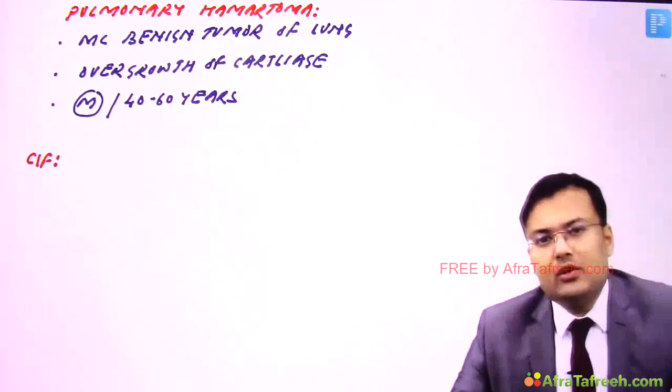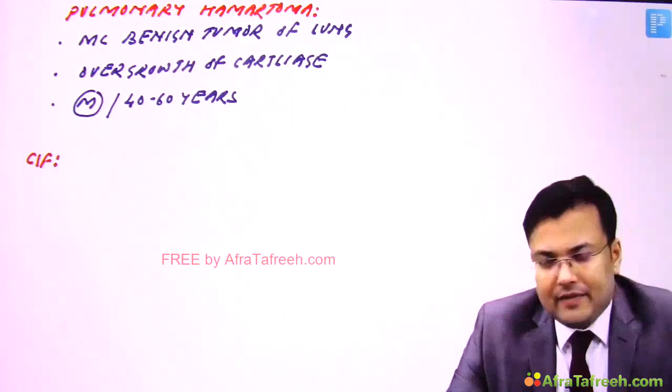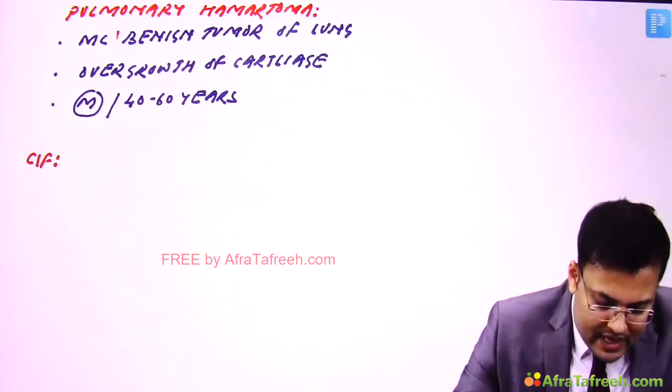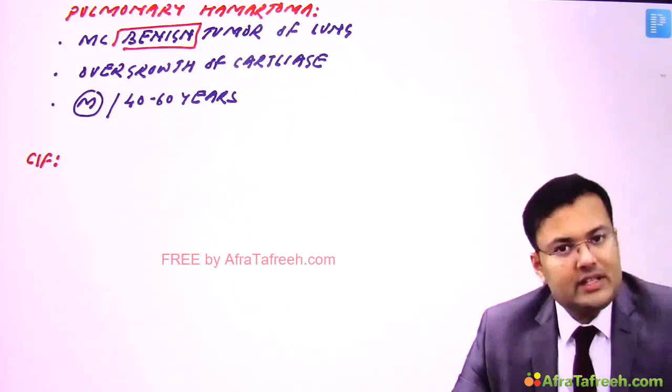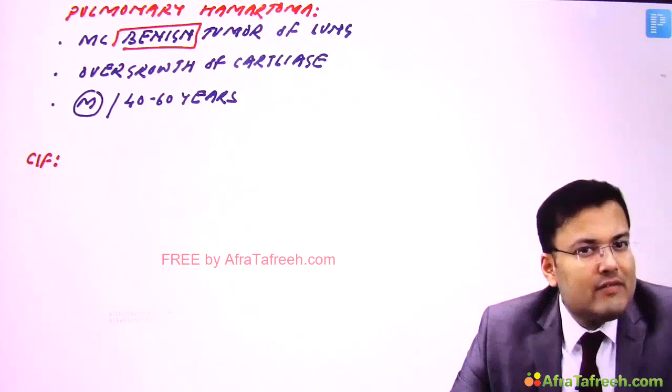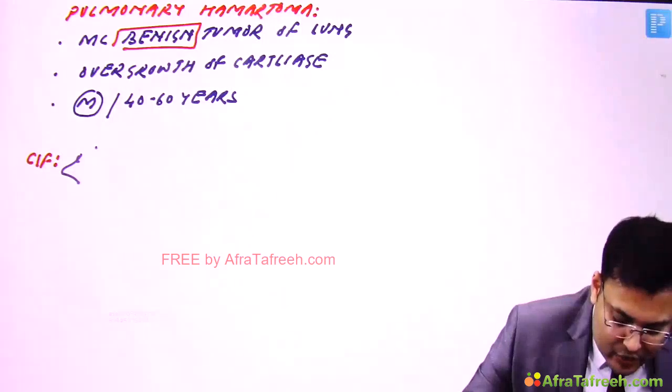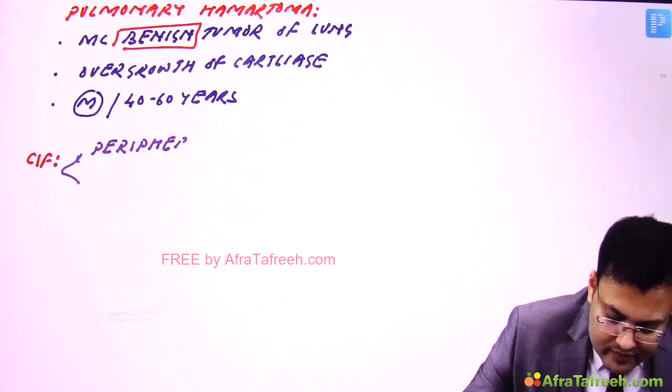Now see the clinical features. If you see the location of this tumor, it's peripheral, and we discussed that this is the most common benign tumor of lung. So since it is benign, here the tumor is having slow growth. So two important points, that the location is peripheral, and there is slow growth because tumor is benign.